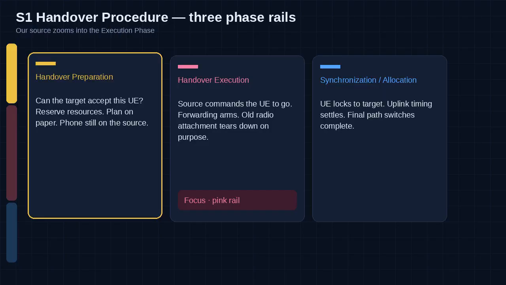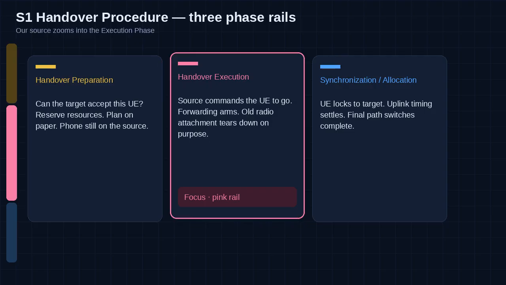Handover is not one instant. The source diagram paints 3 colored phase rails so you never confuse planning with acting. First comes handover preparation, shown on a yellow rail. In preparation, the network asks, can the target accept this UE? Are resources reserved? Is the path set up on paper? Nothing has switched yet. The phone is still fully on the source.